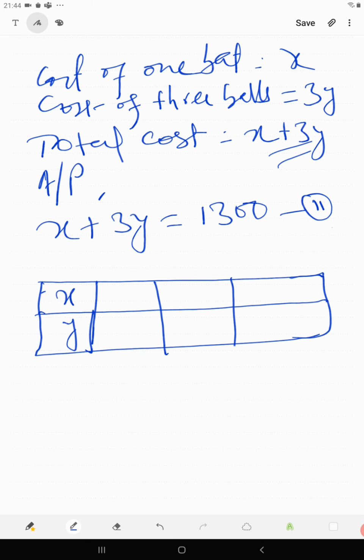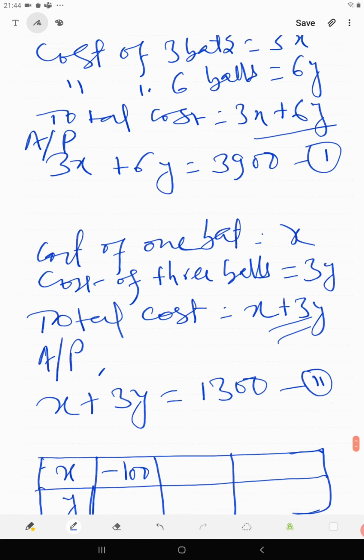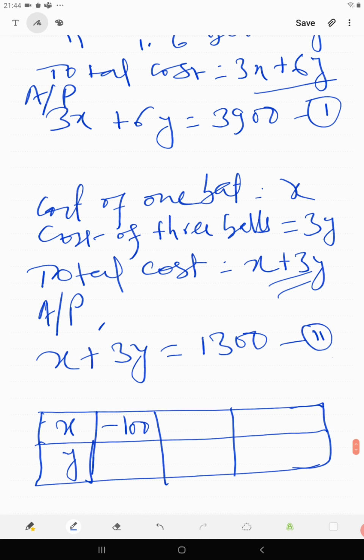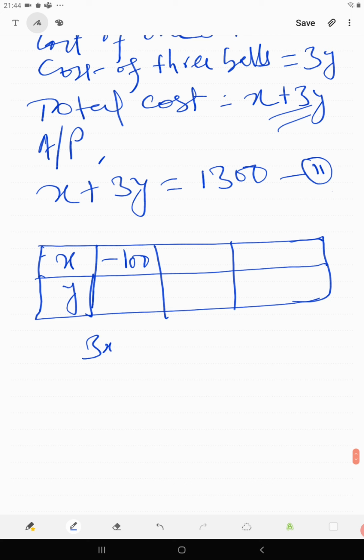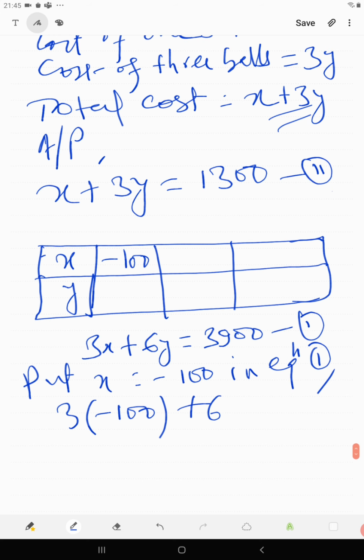Okay, so let's take x as minus 100. If we take minus 100, then what will happen? The first equation is 3x plus 6y equals 3900. Correct? So put x equals minus 100 in equation 1. So in equation 1, what will we get? 3 into minus 100 plus 6y equals 3900.